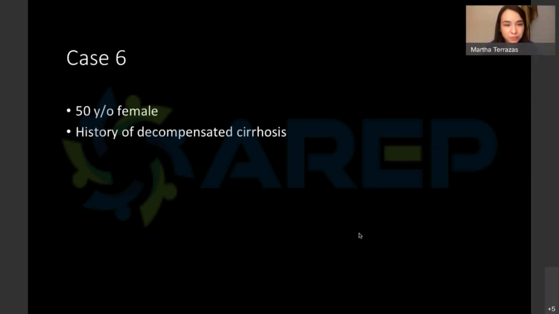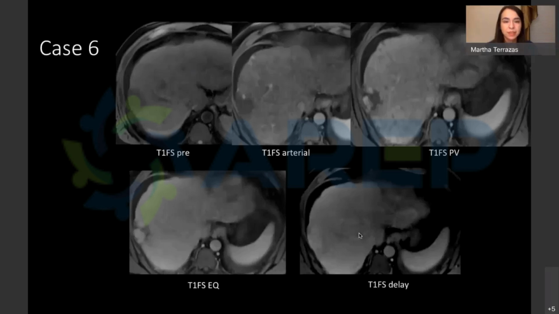We have a 50-year-old female. Now we do have a history here of cirrhosis. So I am showing you our T1 fat saturation pre-contrast and our post-contrast phases: arterial, portovenous, equilibrium, and delayed phase. On our T1 pre, it's a dark lesion here. It's a T1 dark lesion.